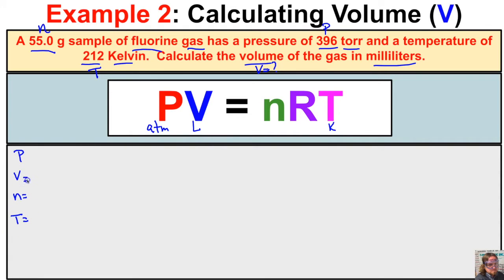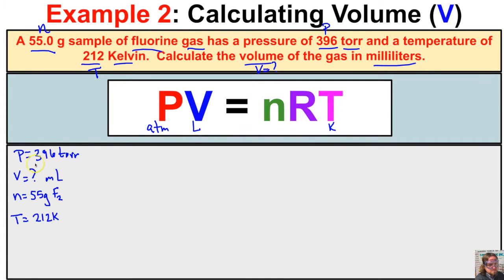And so let's take a look at this word problem and figure out what's happening. The pressure here is 396 torr. The volume here is what we're trying to find, and we want to figure it out in milliliters. The number of moles, well, the problem doesn't give us that directly. However, we have 55 grams of fluorine. Now, fluorine is another one of those diatomic molecules, so F2 is its chemical formula. Remember Haber-Finkel, the 7 diatomic molecules. And then the temperature here, it tells us, is 212 K. So our temperature unit is okay for this ideal gas law.